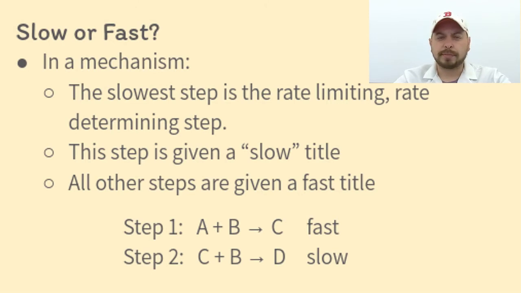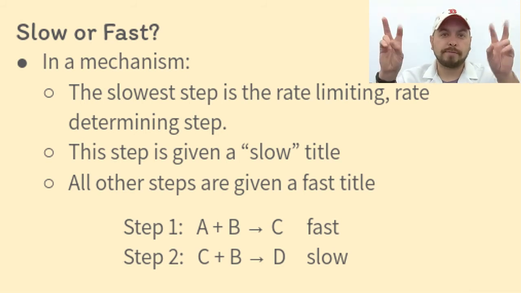The other thing about mechanisms that you're going to see is slow or fast. Now that seems like a very binary thing, and to some extent it is. The reality is, in a mechanism, there's one step which is the slowest. Okay? That's what we call the rate limiting or rate determining step. We'll talk about that a little bit later.